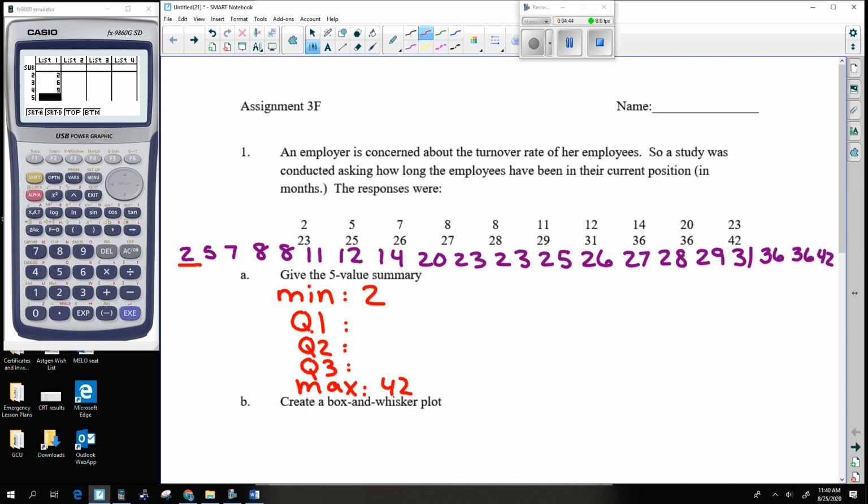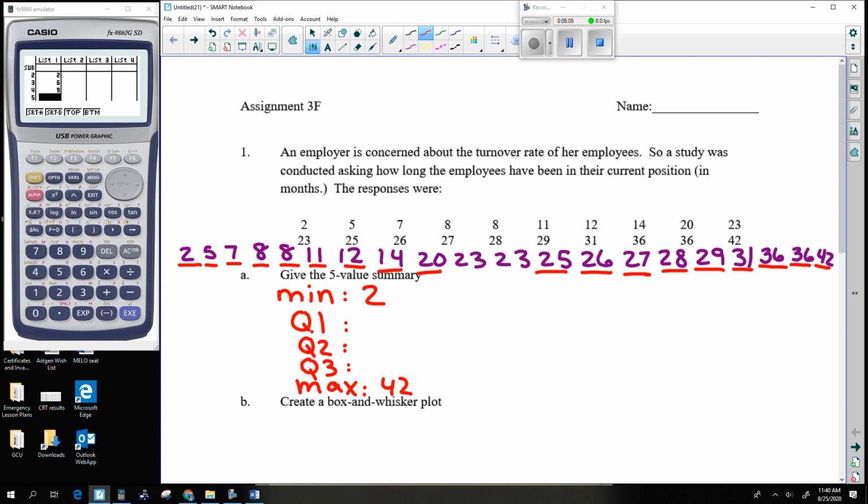1, 2, 3, 4, 5, 6, 7, 8, 9. Okay, here we go.